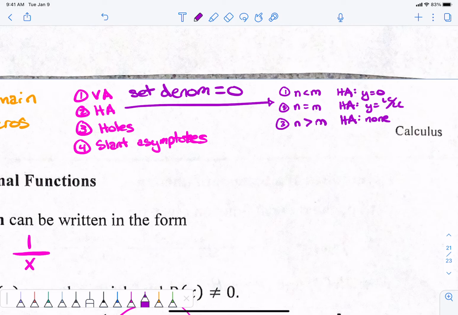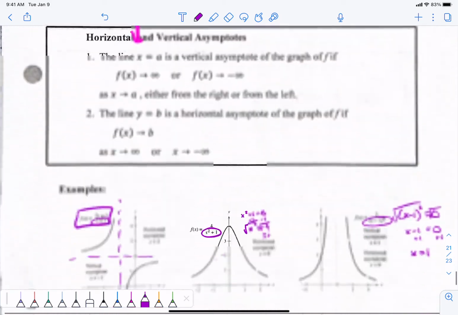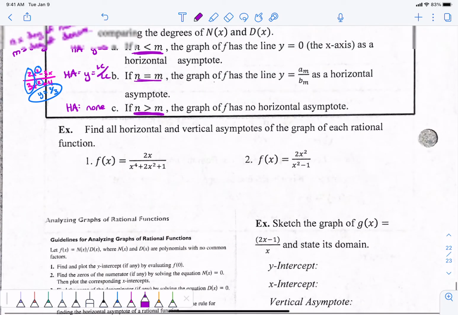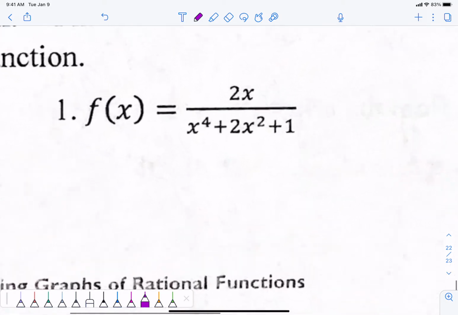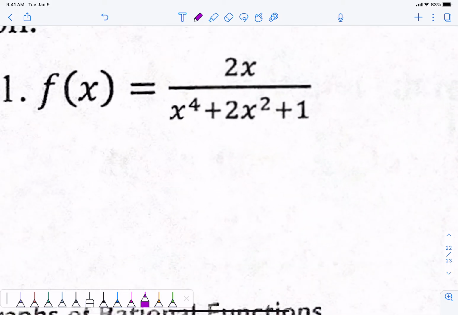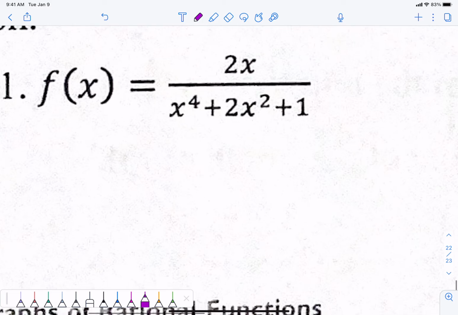Okay, let's go do some examples. Going back. Making you dizzy, sorry. Here we go. Find all horizontal and vertical asymptotes of this function. Holy cow. Okay, let's do the horizontal ones first. Let's do the HAs first.